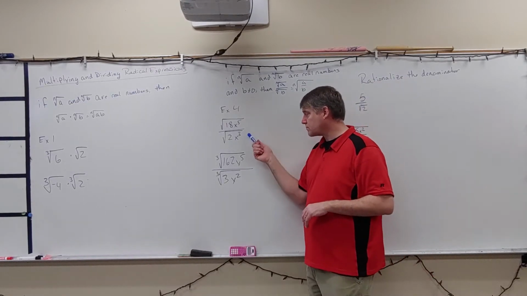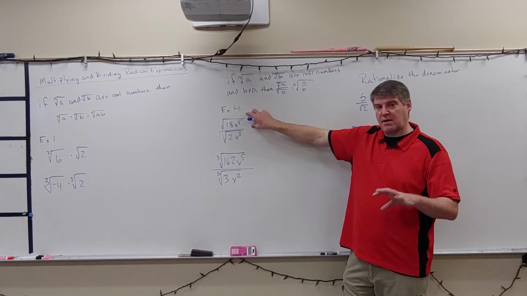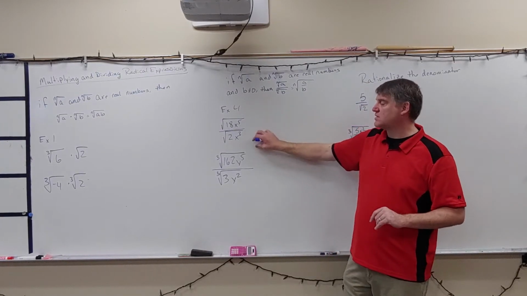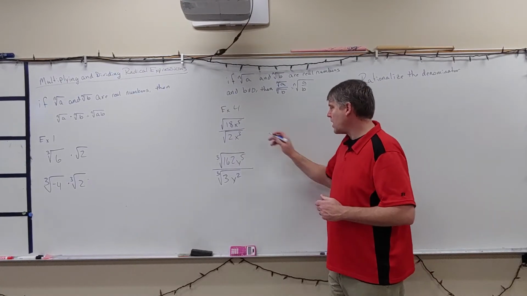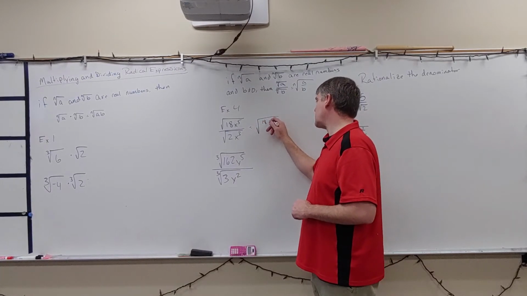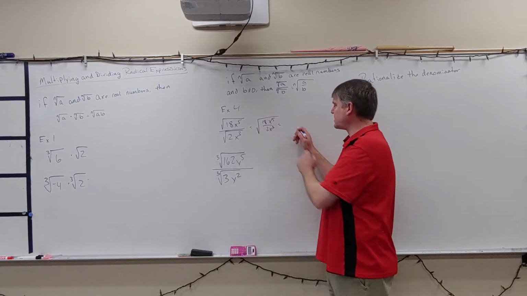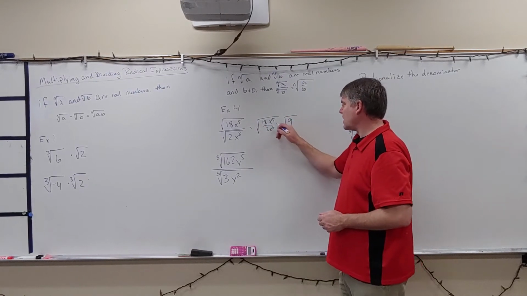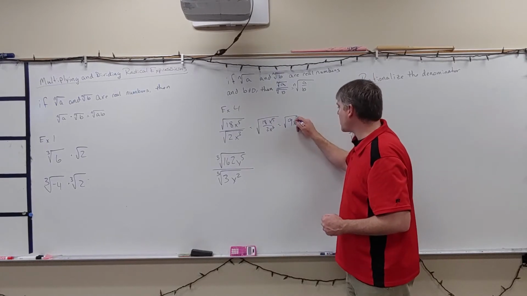So here, I have the square root. Now, I could take the square root of the top and work it all out and get that piece, and I can take the square root of the bottom and work that piece. Or I could say, you know what? They're both the square root, so I'm going to put these together here. Well, now I'm going to divide. 18 divided by 2 is 9. X to the fifth divided by x cubed is x squared.